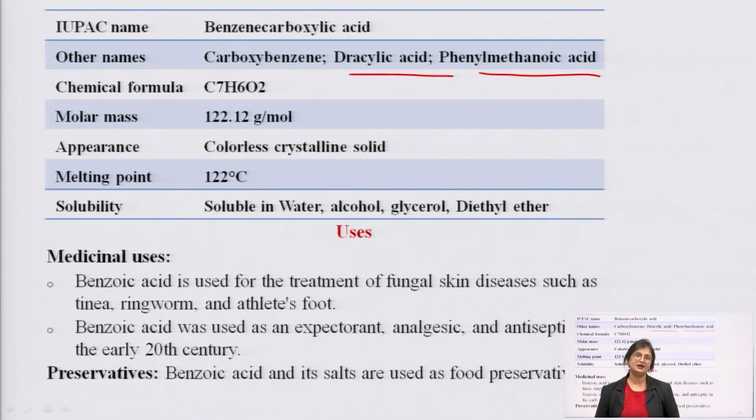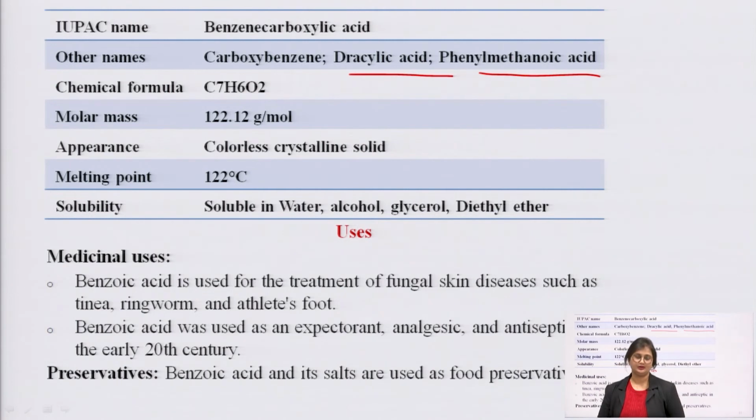122.12 gram per mole. It is a colorless crystalline solid with a melting point of 122 degrees Celsius. When we talk about the solubility of benzoic acid, it is soluble in water, alcohol, glycerol, diethyl ether, etc.